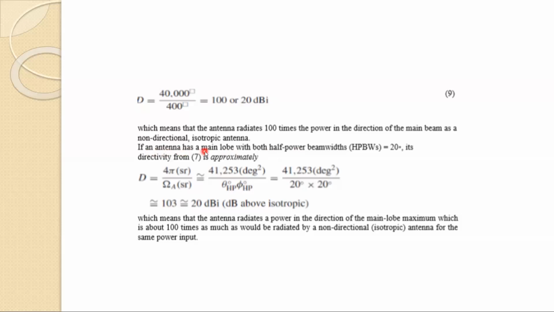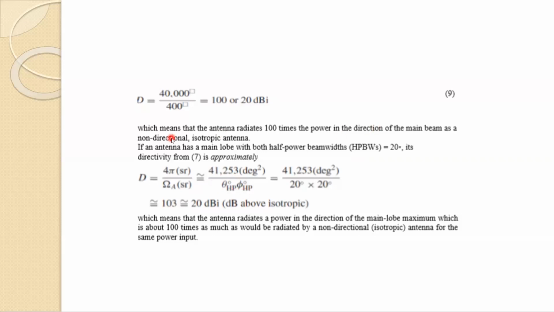So if an antenna has a main lobe with half power beam width HPBW equal to 20 degrees, what is the directivity? Now everybody calculate what is the directivity. So directivity equals 41,253 divided by the two half planes.